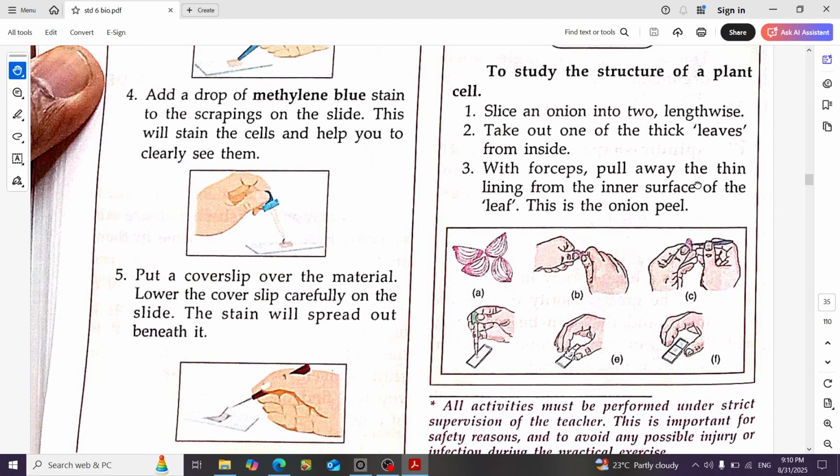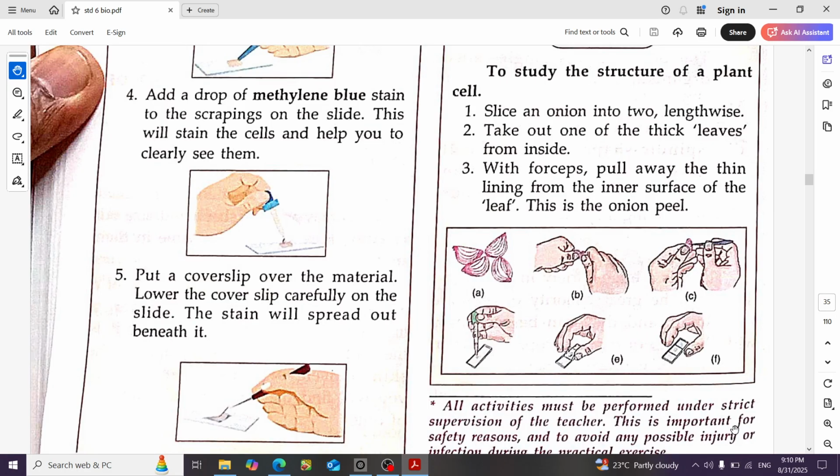You can also see the small cells in onion. Here they have told us the activity. You have to cut the onion, take out thin lining that is inner part of the leaf and peel it, keep it under microscope and you can see it.